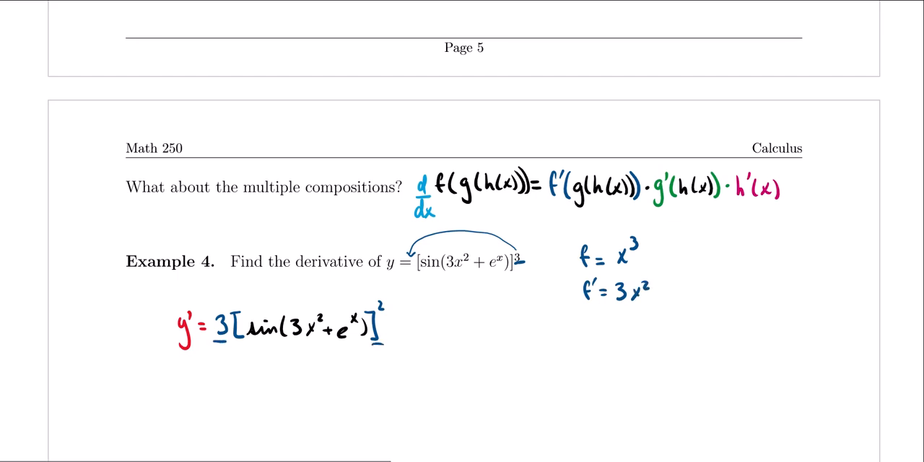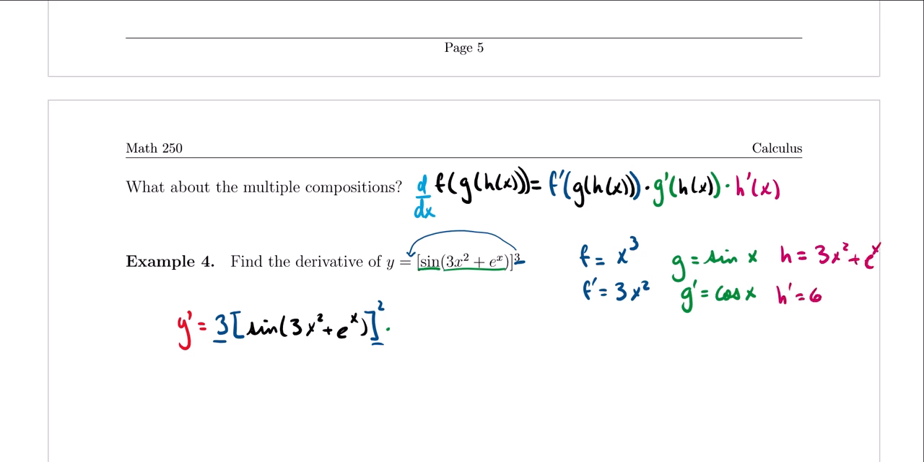Now we multiply it times the derivative of the inside. Now what is the inside function? For the inside function, we have a sine of 3x squared plus e to the x. So the g function in this case would have been the sine of x with the derivative cosine of x. And the innermost function here, h, would have been the 3x squared plus e to the x, whose derivative would have been 6x plus e to the x.